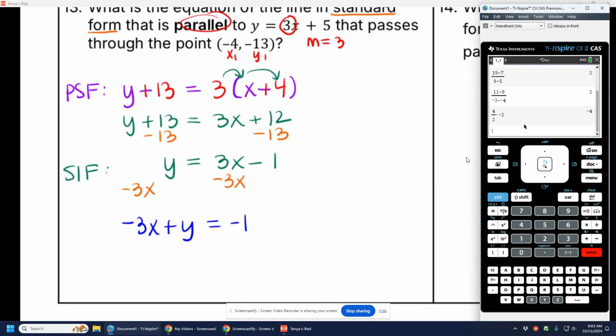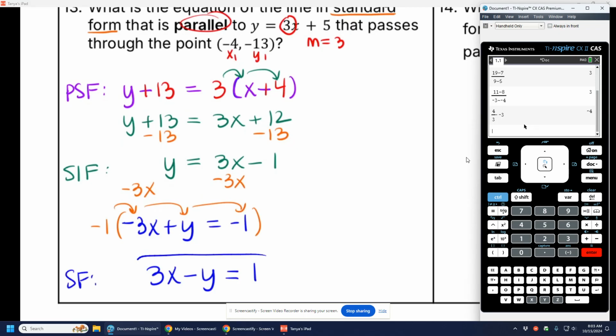So x and y are both on the same side, sure, but the one thing about standard is they don't like fractions, which is okay, we don't have any fractions here, but they also don't like the first number to be negative. So we're going to get the whole thing and multiply by negative 1. So that gets distributed to everything. And now I have positive 3x, negative y equals positive 1. That is now standard form.